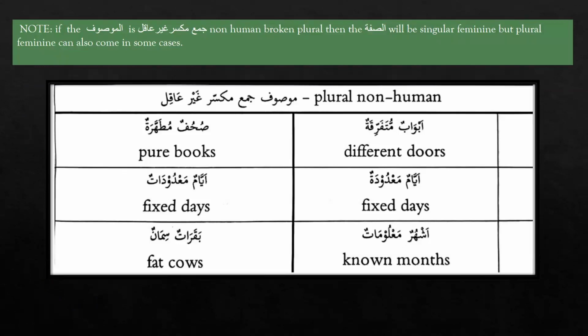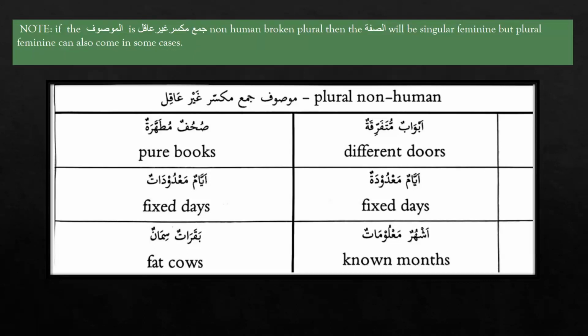Now look here. There is a common rule here for the Mawsuf and Sifa fragment. Note that if the Mawsuf is Jama Mukassar Ghair Akil, and we are well aware of this Jama Mukassar Ghair Akil word, we have studied that Jama Mukassar are the broken plurals. Those who want to learn more about the broken plurals can go back and check the videos relating to them. Ghair Akil is the non-human. Akil is from Aql. Ghair Akil means all those who do not have Aql. So those are the non-humans.